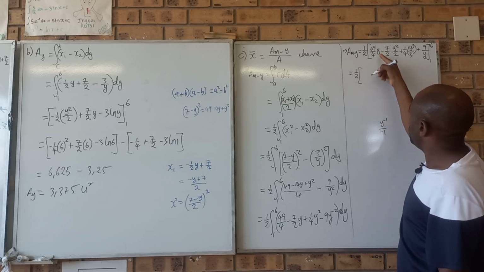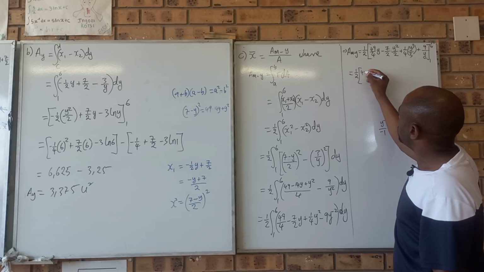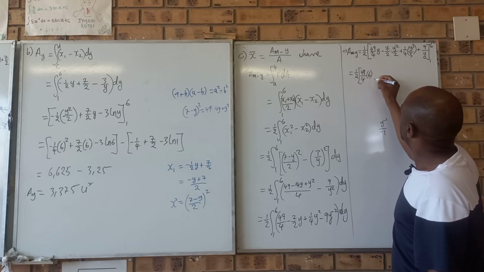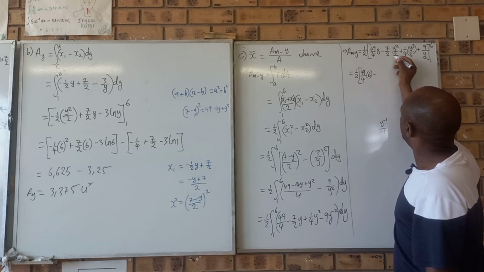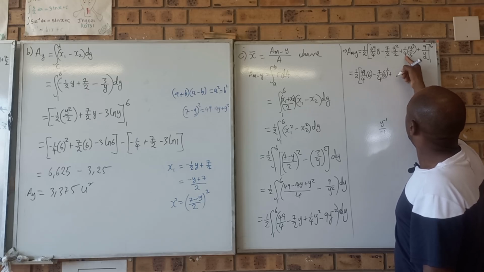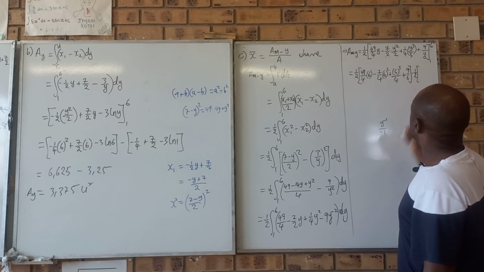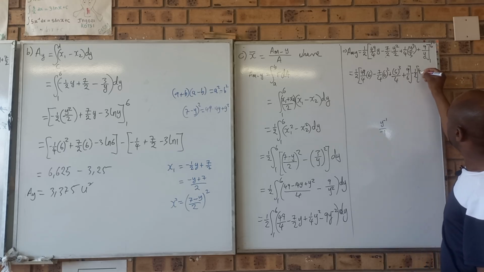The upper limit means we put 6 there, so you get 49 on 4 times 6. Then minus 2 times 2 there is 4, so I'll get 7 over 4 times 6 squared. Then plus 4 times 3 is 12, so I'll get 6 cubed on 12 plus 9 over 6. That's my upper limit. Lower limit, if I put 1, I'll get 49 over 4 minus 7 over, maybe I should take the lower limit down.